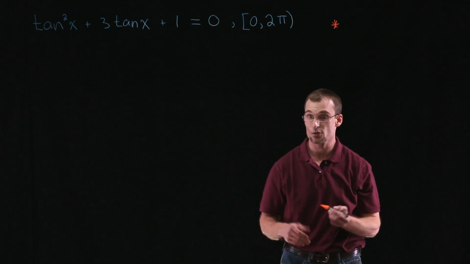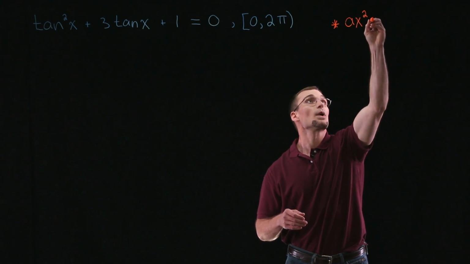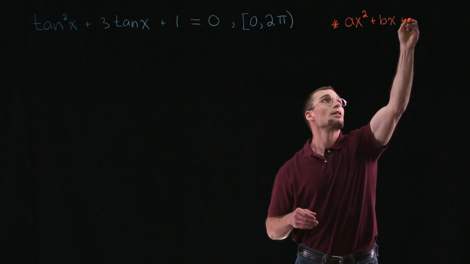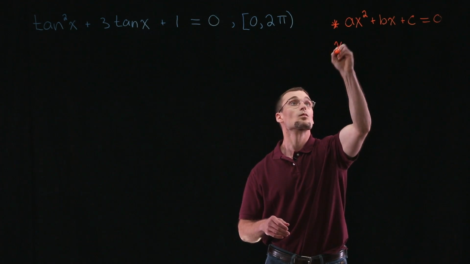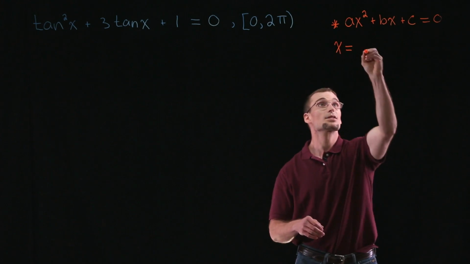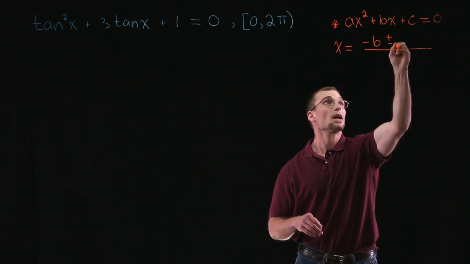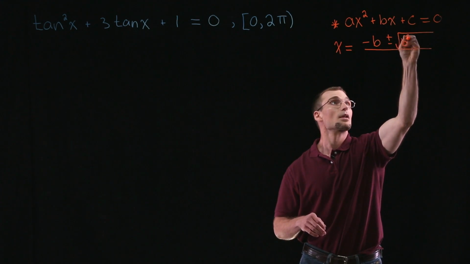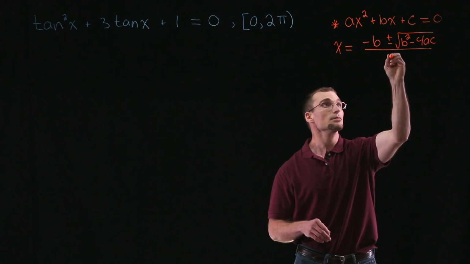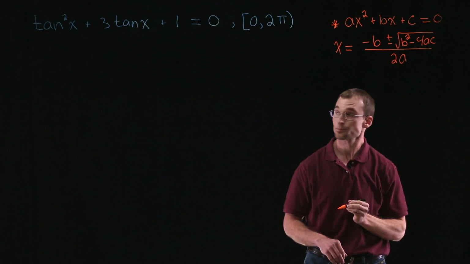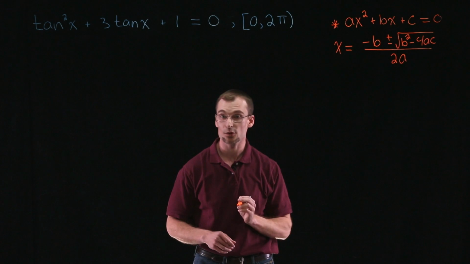let's go ahead and review our quadratic formula. So for a general quadratic equation of the form ax squared plus bx plus c equal to 0, our quadratic formula says that x is equal to negative b plus or minus the square root of b squared minus 4 times a times c, all divided by 2a. So we can apply that to our equation over here, treating the argument tangent just like the argument x over here.